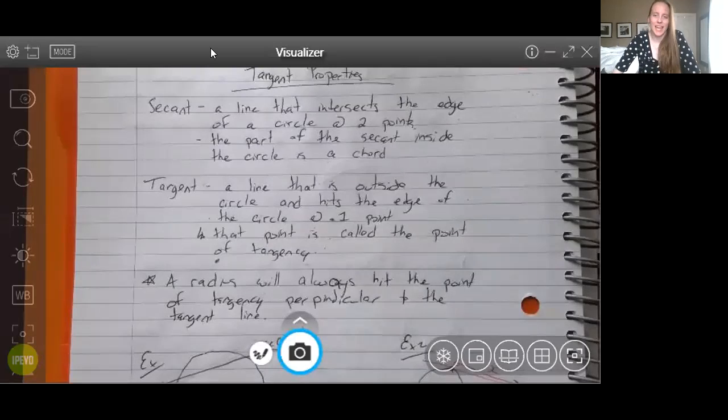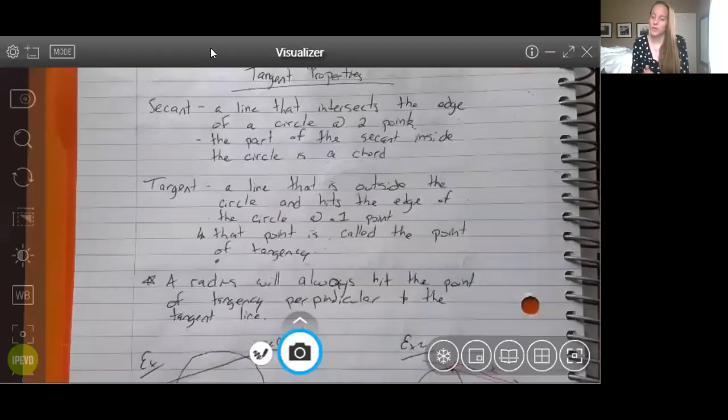So a secant is a line that intersects the edge of a circle at 2 points. So essentially it cuts through a circle, but it keeps going. The part of the secant that is inside the circle is the chord.